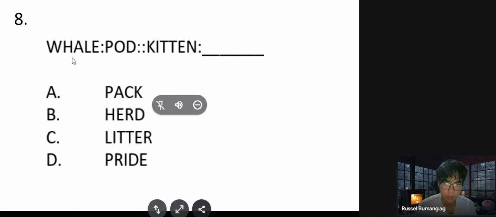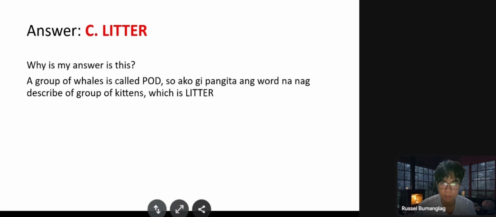For number 8, whale is to pod and kitten is to what? A. Pack, B. Herd, C. Litter, or D. Pride. My answer is letter C. Litter. So ano kaniman ang answer? A group of whales is called pod. So ako gipangita ang word na nag-describe of groups of kittens, which is litter.